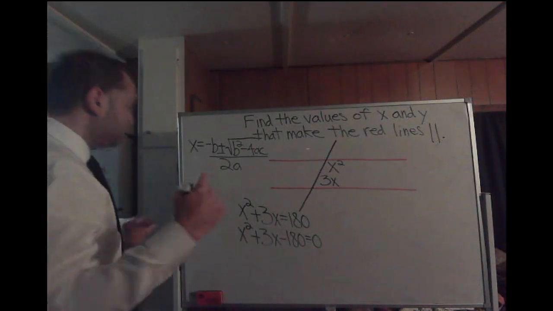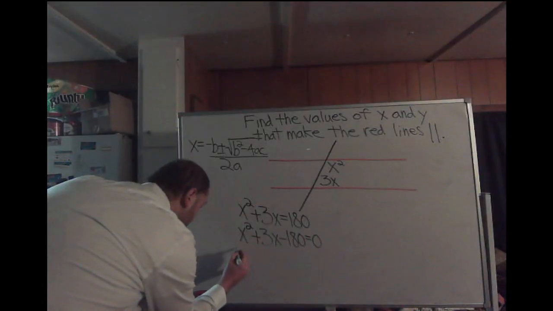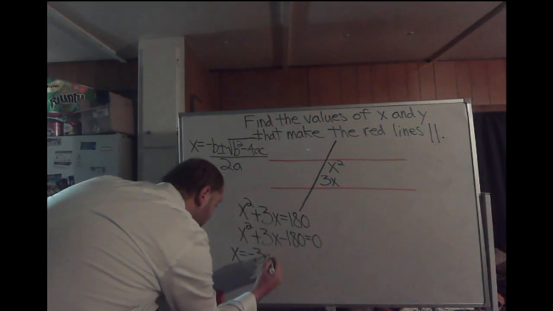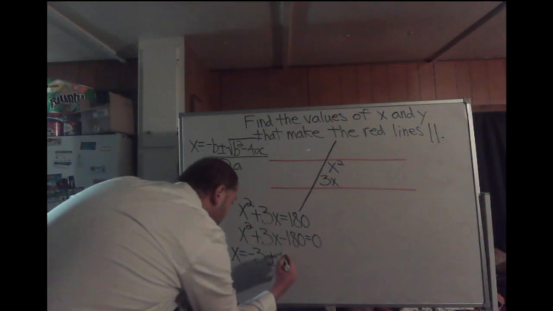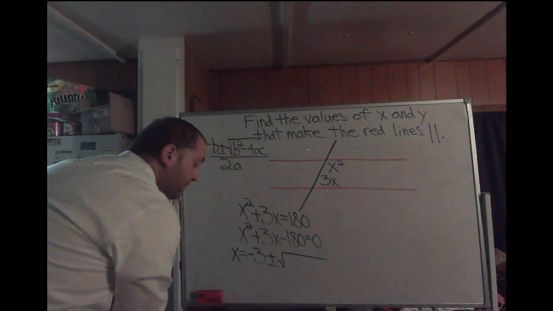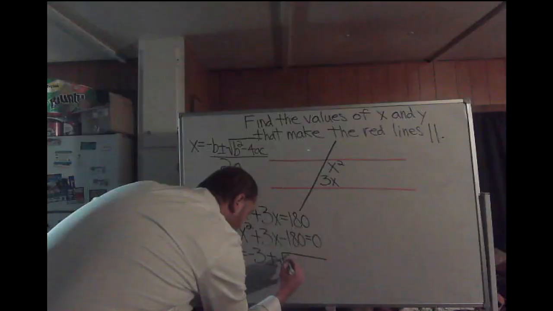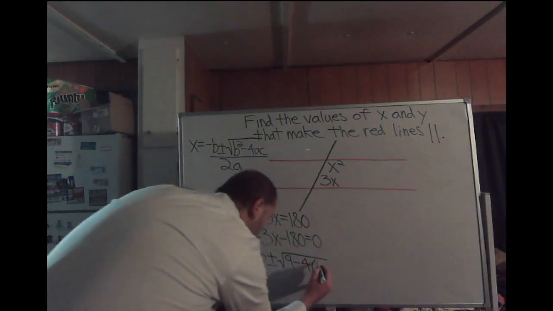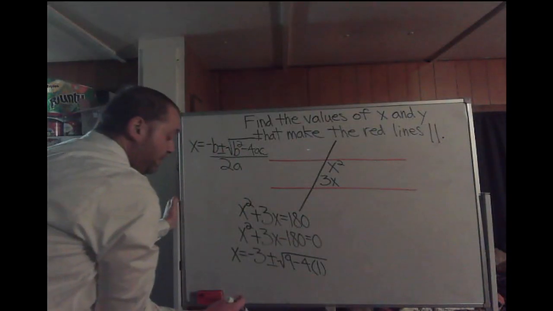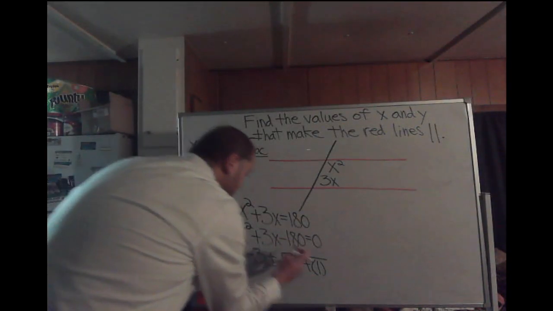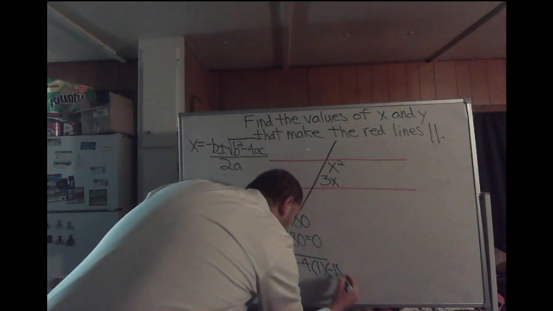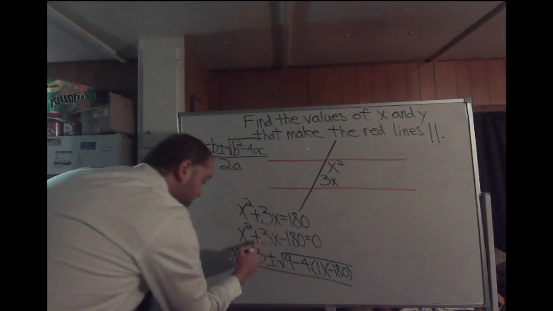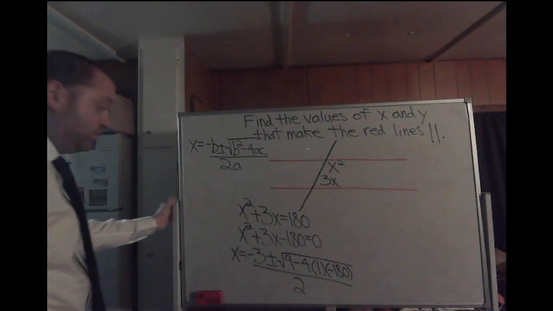All right, so let's go ahead and plug in for the quadratic formula. That means x would equal the negative of b, so that'd be negative 3 plus or minus, see, the square root of b squared is 3 squared, that'd be 9, minus 4 times your a, which is 1, times your c, which is negative 180, all over 2 times a, which would be 2 times 1, just simply 2.